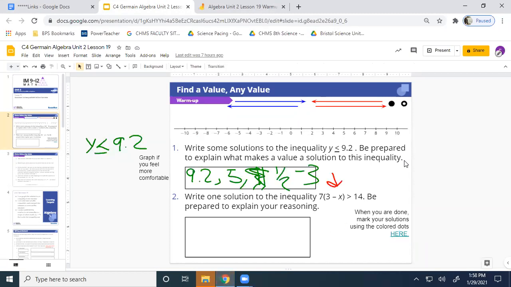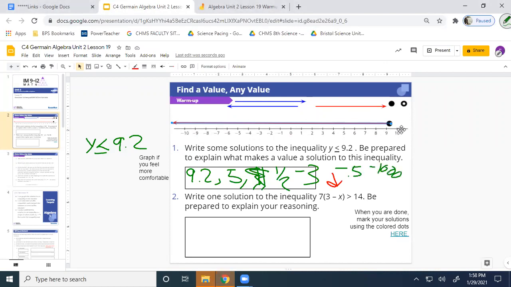Let me grab my mouse because I want to make sure I click the right thing. We have our closed dot at 9.2, and we go forever in this direction. So it would go through all of these negative values here. Good. -3, -0.5, -1,000. Okay? Any number that is smaller than 9.2. Very good. Now, we need to write one solution to the inequality 7(3 - x) > 14. So I'm going to rewrite it over here.